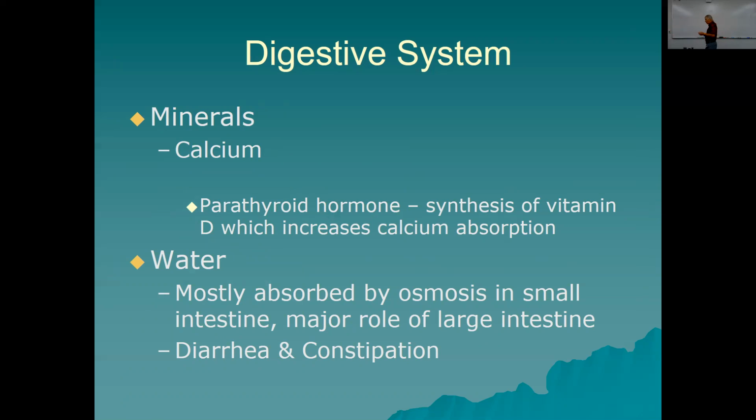Okay, water, mostly absorbed by osmosis in the small intestine. And remember, one of the major roles of the large intestine is to absorb water. Just enough water. If you don't absorb enough water, it's diarrhea. Absorb too much water, it's constipation. So you want to have just the right amount of water. And remember, one of the losses of water is about 200 milliliters a day in feces.